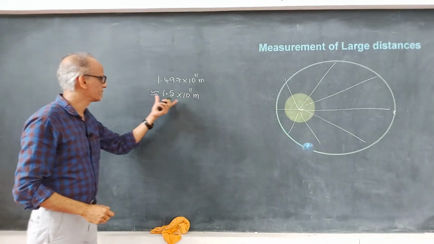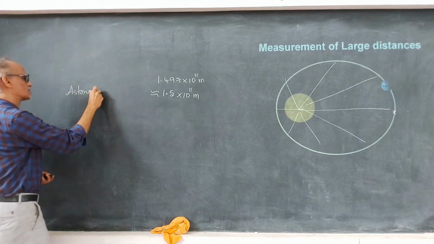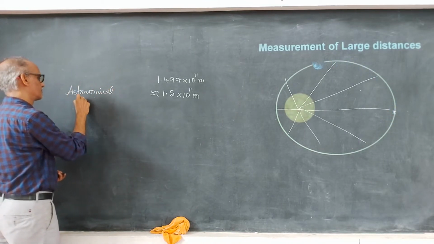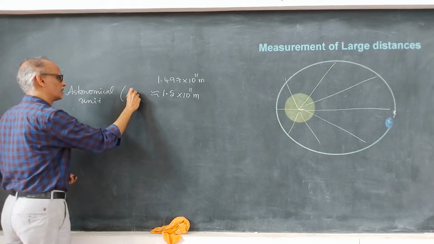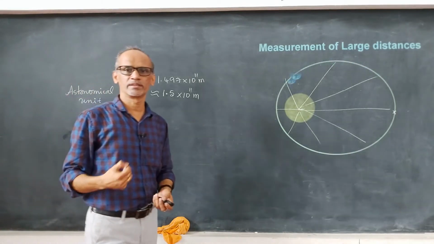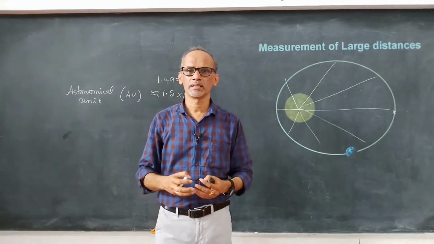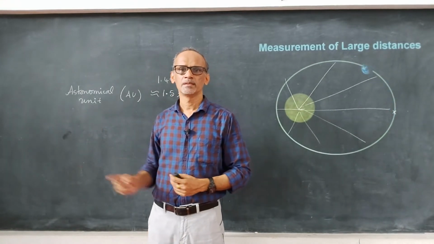And we call this value astronomical unit, and we denote that as AU. So this is one of the special units used to measure large distances. This is one of the units; there are many others.